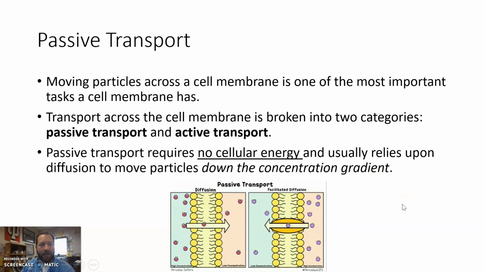As the word passive kind of implies, passive transport requires no cellular energy. Usually it's a form of diffusion, and it moves particles down the concentration gradient. So there's that phrase again. We talked about that a couple days ago when we did diffusion. We are moving things down the concentration gradient, so from high concentration to low concentration.